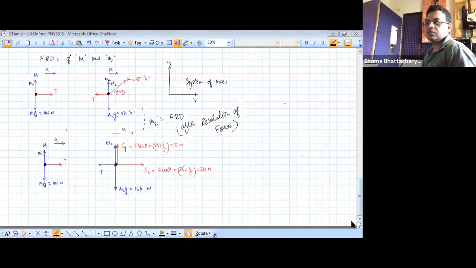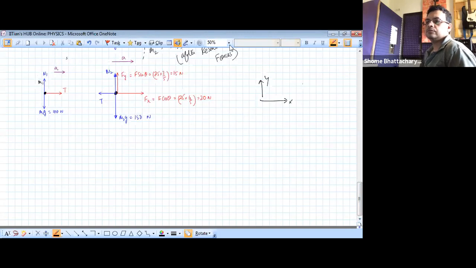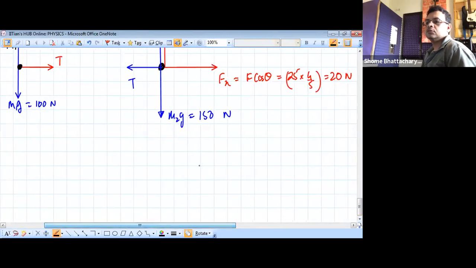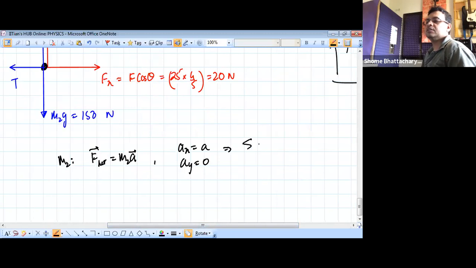Now we've got the FBDs. So we've come up to that step where we've shown the forces, we've resolved them, we've selected our axis. This is our x-axis, this is our y-axis. Now what we have to do is apply Newton's second law in each one. Let us look at the application of Newton's second law for the block M2 first. Net force should be M2 into its acceleration a. Here the acceleration's x component is only a because its y component is 0. So the summation of forces along the x-axis should be equal to mass into acceleration, and the summation of forces along the y-axis should be 0.